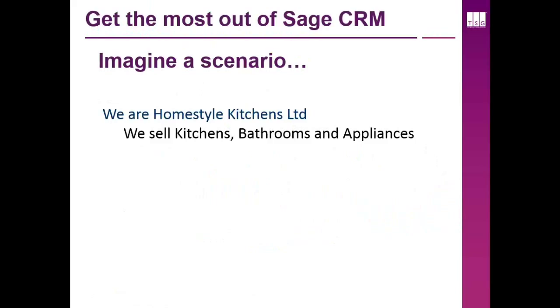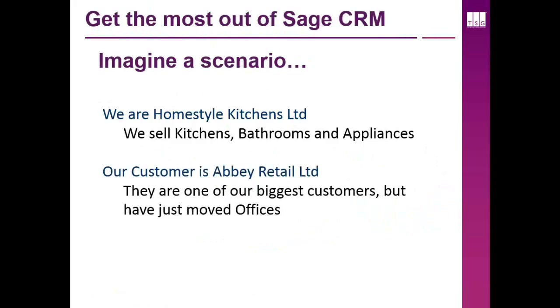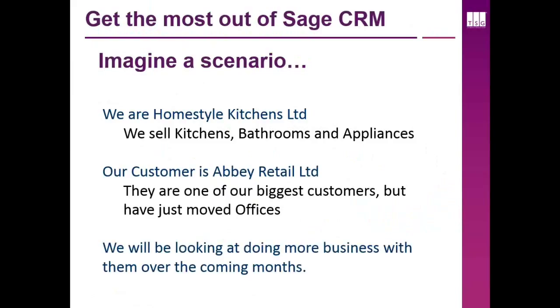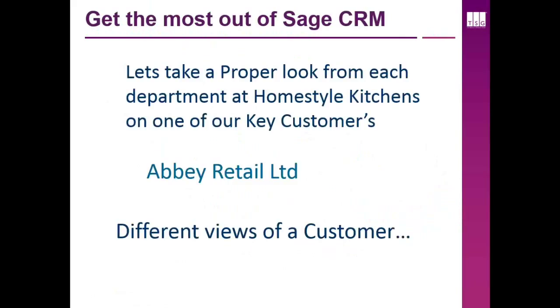So what I want to do is just imagine a scenario. Now you may be familiar with some of this information if you've used the Sage 200 demo data, but the example I'm going to use is that we're Homestyle Kitchens. We sell kitchens, bathrooms, appliances, and one of our key customers is Abbey Retail Limited, one of our biggest customers, and they've just moved offices. What I want to show in CRM is that we'll be looking to do more business with them over the coming months.